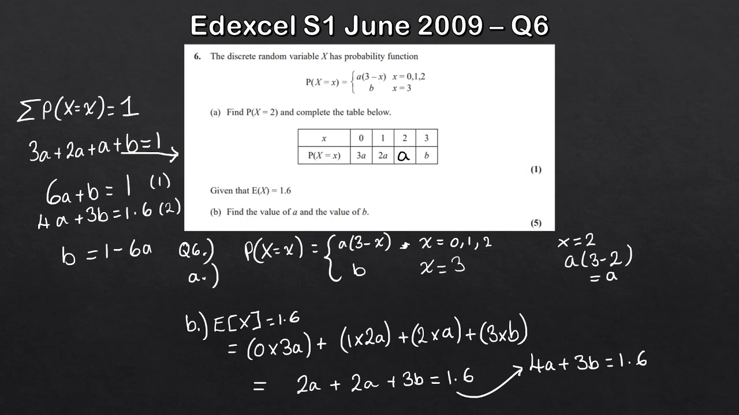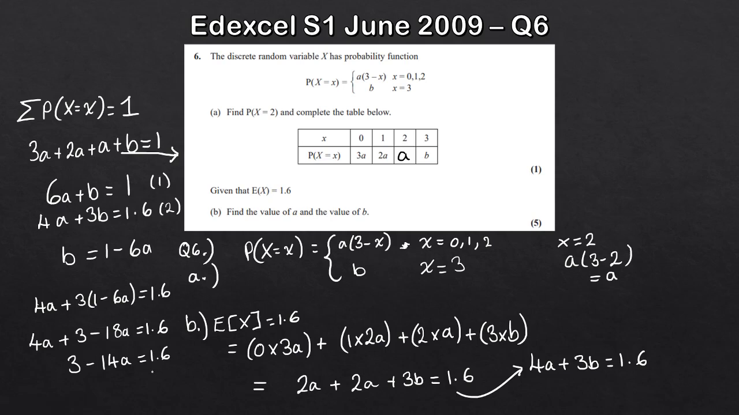Then I'm going to substitute this into equation 2. So I've got 4a plus 3b, so 3 lots of this, and we know this is equal to 1.6. All I need to do now is expand this and solve for it, because we've eliminated b using substitution. So I get 4a, 3 times 1 is 3, 3 times minus 6a is minus 18a, and this is equal to 1.6. So I get 3 minus 14a equal to 1.6.